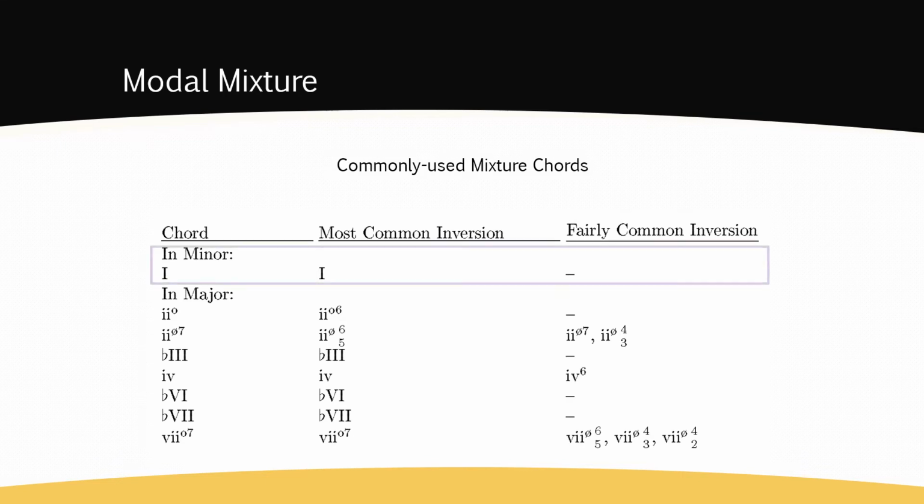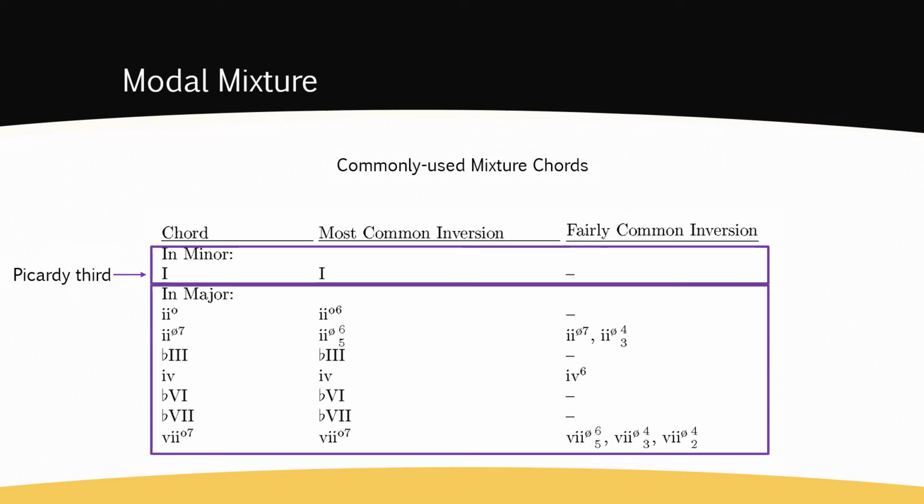Note that in minor, the most commonly used borrowed chord is the major 1 chord. This is called a Picardy third. It is often used at the end of a minor piece. This gives the ending of the piece a greater sense of finality. The term was introduced by Jean-Jacques Rousseau in his 1767 Dictionnaire de musique, but the origin of the term Picardy third is unknown. The remainder of the most commonly borrowed chords occur in major.